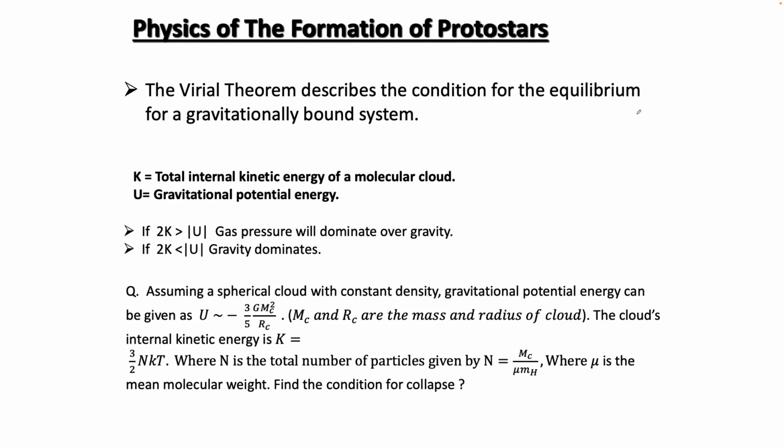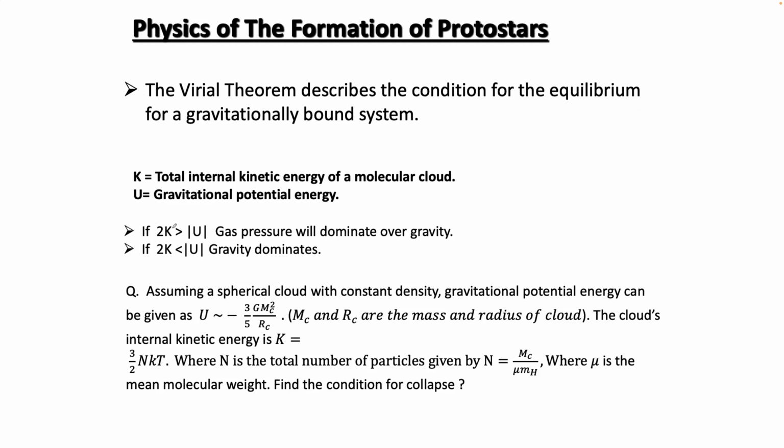But my intention here is not to teach you about the Virial theorem, but just to give you the conditions imposed by the Virial theorem and use that to show you a certain condition that we can derive in order to have a star, right? According to the Virial theorem, we normally denote K as the total kinetic energy of a molecular cloud in this particular case, and U as the gravitational potential energy.